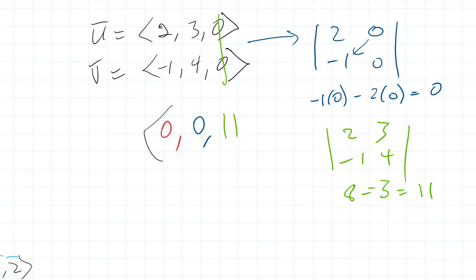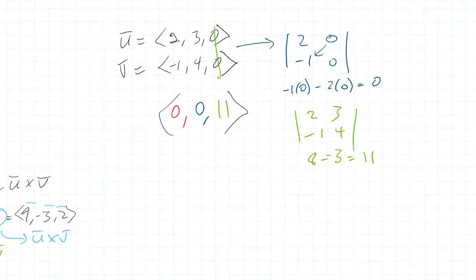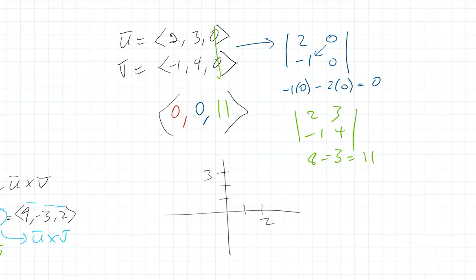let's see what happens when you graph this. So I'm just going to graph it real quick. 2, 3, 0, over 2 up 3, 2 and 3. So that's this vector. So that's u. And then negative 1, 4, 0. So back 1 up 4. So that is going to be this vector here.